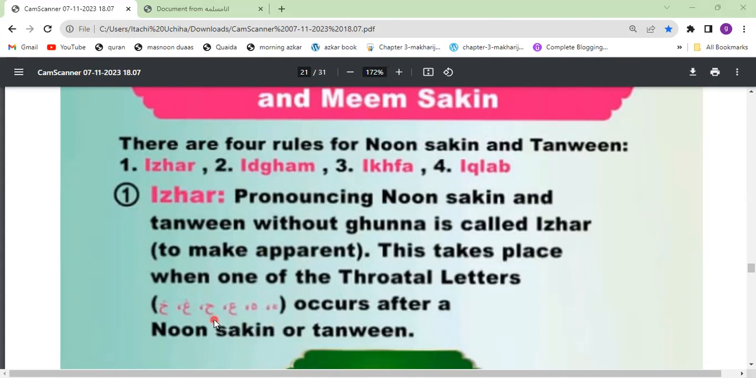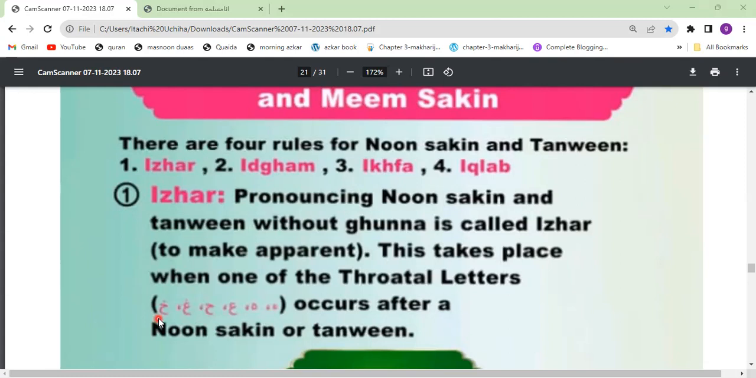We have to make it clear only when the throat letters are there or when there's tanween. Whenever you see the noon sukoon in any word or you see the tanween, the double harakah, just look which letter is present next to it. If the letter is from the throat letters, make the sound of that noon sukoon or the double harakah very clear. Perfect, amazing.